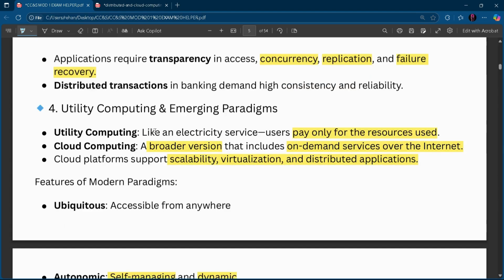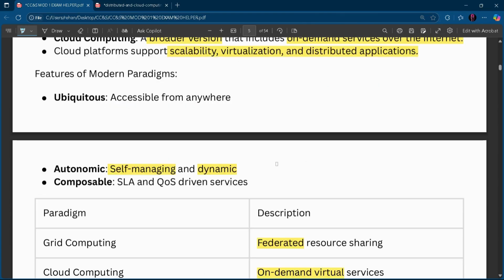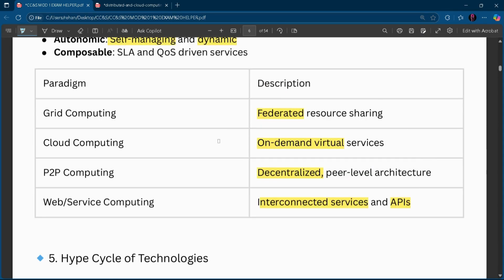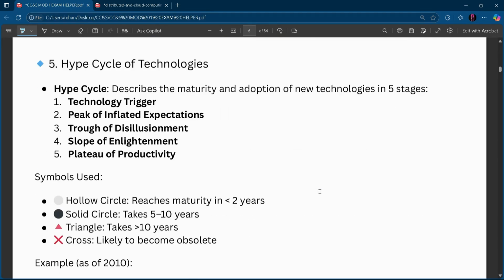Utility computing is an emerging paradigm. Utility computing is like electricity: you pay only for the service you took, like mobile data or Wi-Fi. Cloud computing is a broader version, on-demand services of the internet. They support scalability, virtualization, and distributed applications, as I told you in the beginning of the chapter. Features of this paradigm: ubiquitous, accessible from everywhere, autonomic, self-managing and dynamic, composable, SLA and QoS driven services. The paradigms are grid, cloud, P2P and web. Grid is federated resource sharing, cloud computing is on-demand virtual service, P2P is decentralized and peer level, and web services are interconnected services and APIs.